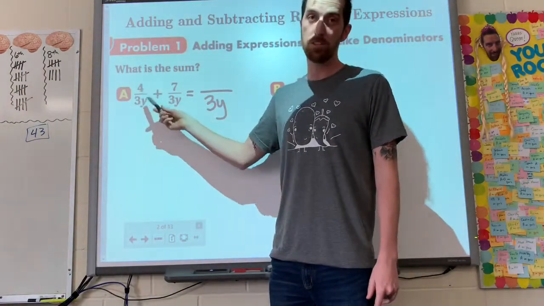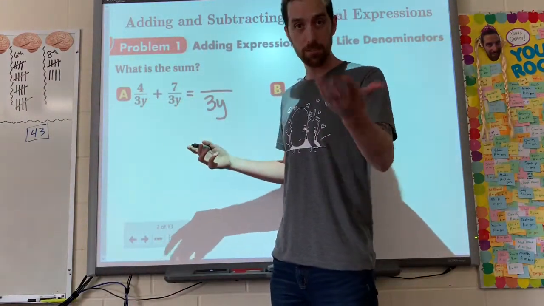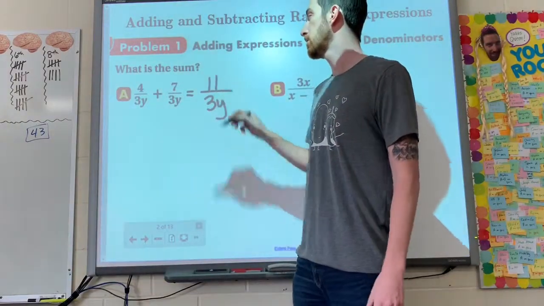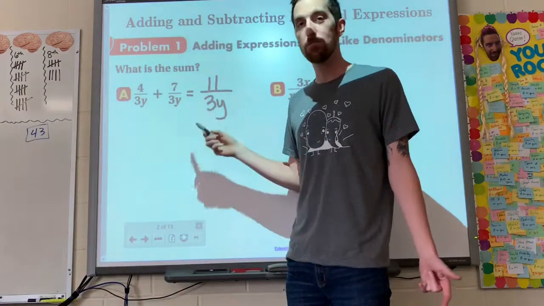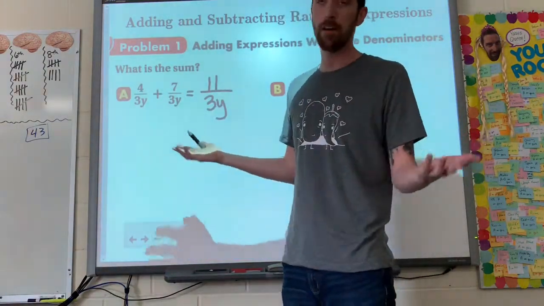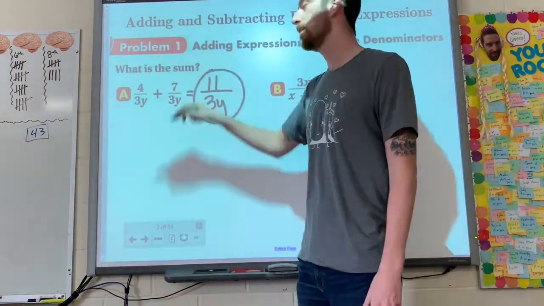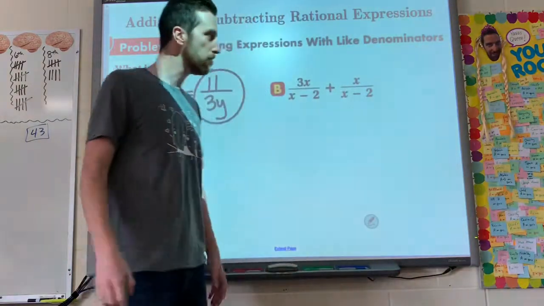I got 4 plus 7. 4 plus 7 is 11. That's right. And then check and see if you can simplify any of that. Anything going into 11 and 3 except for 1? No. So that would be your final answer there. Pretty easy. Okay.